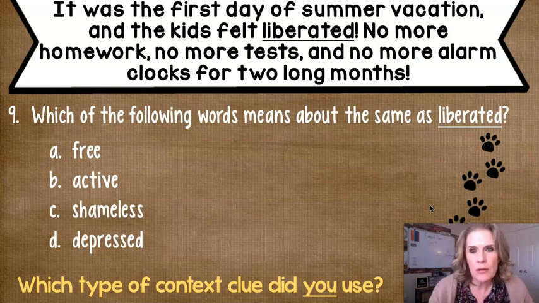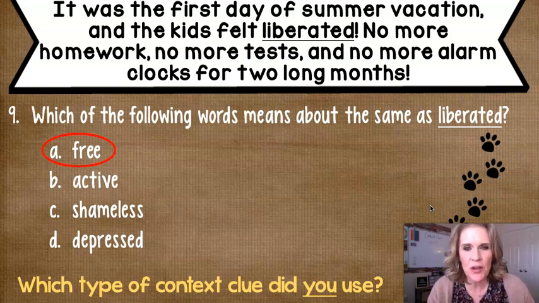How do you feel when there's no more homework, no more tests, and no more alarm clocks, right? What would you feel? Would you feel free, active, shameless, or depressed? You would feel free, right? So which type of context clue did we use? It gave us an example, right? It told us how the kids felt. It gave us an example. No more homework, no more tests, no more alarm clock. So then we can make an inference based on that example and we can come up with the conclusion that liberated probably means about the same as free.